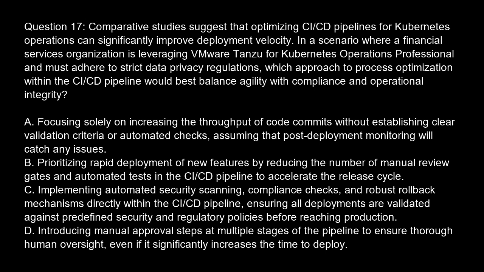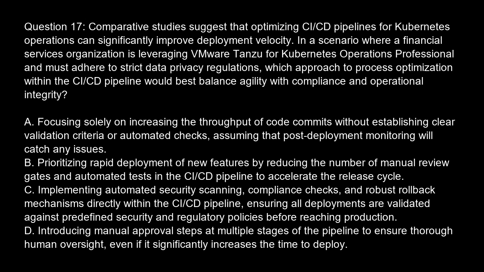Question 17. Comparative studies suggest that optimizing CI/CD pipelines for Kubernetes operations can significantly improve deployment velocity. In a scenario where a financial services organization is leveraging VMware Tanzu for Kubernetes operations professional and must adhere to strict data privacy regulations, which approach to process optimization within the CI/CD pipeline would best balance agility with compliance and operational integrity? Option A. Focusing solely on increasing the throughput of code commits without establishing clear validation criteria or automated checks, assuming that post-deployment monitoring will catch any issues.